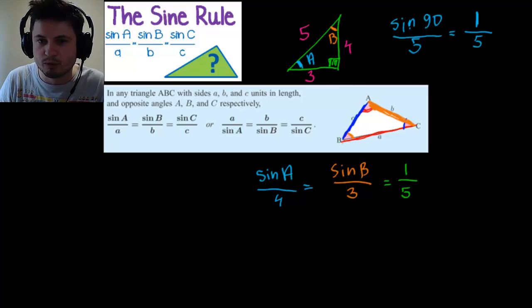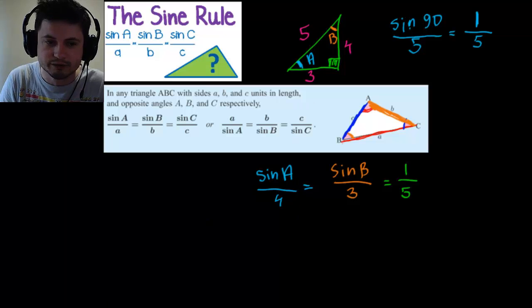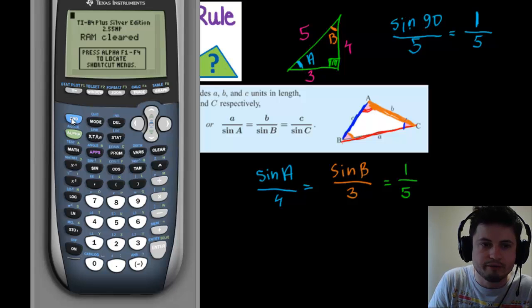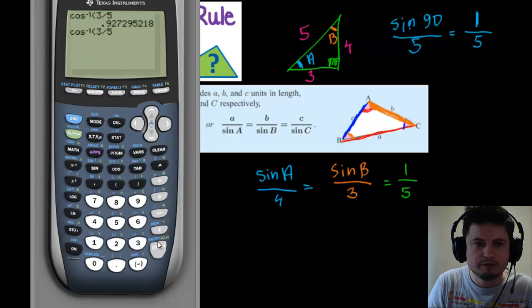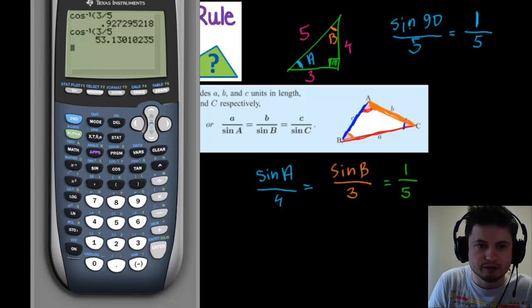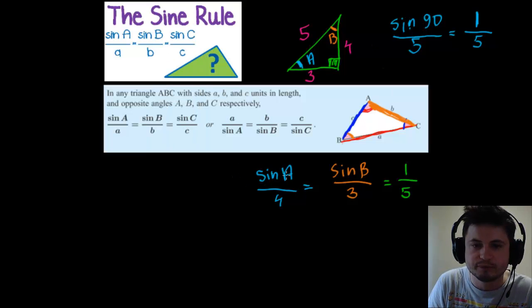If you remember correctly, for this angle A, the cosine of A is going to be 3 divided by 5. So let's find the inverse cosine of 3 over 5, and this will give us angle A. The inverse cosine of 3 over 5 is approximately 53.1 degrees. And so right now we can find the sine of this. Sine of our answer is going to be 0.8. So this right here is 0.8.